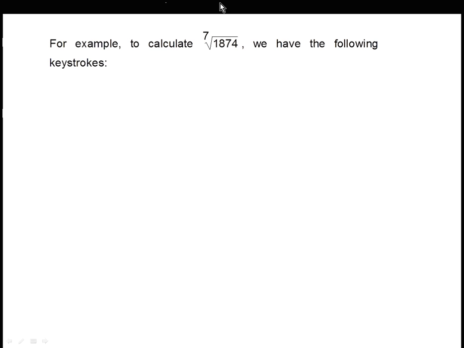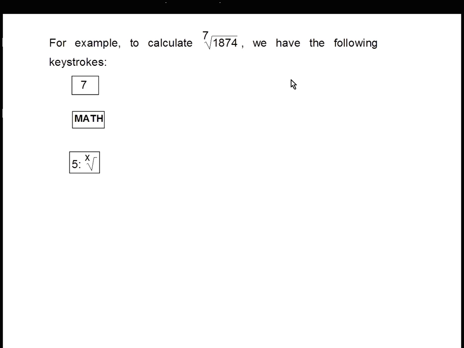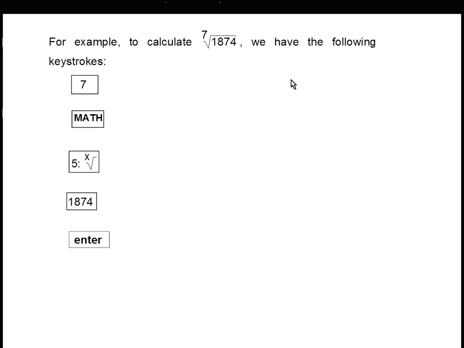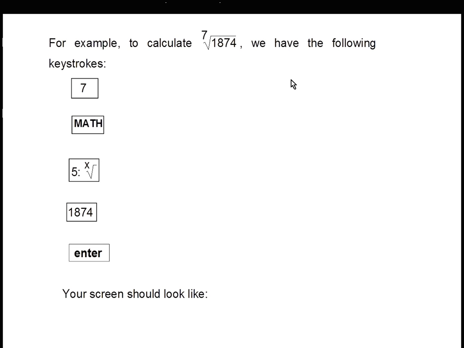So for example, to calculate the 7th root of 1,874, we have the following keystrokes. Okay, first do the index, 7. Then press math. Then choice 5, the xth root. You can actually just press 5. And then press your 1,874 key, then press enter. Your screen should look something like this. So this is the 7th root. Now notice it looks like 7 times the square root of 1874, but it isn't.